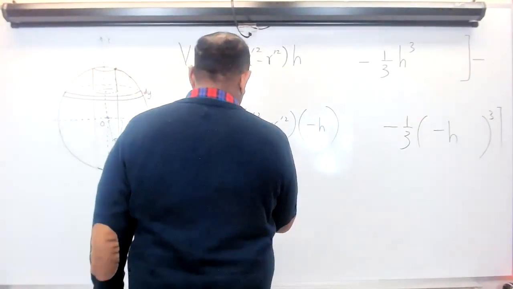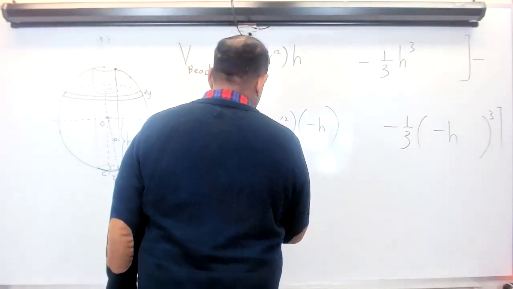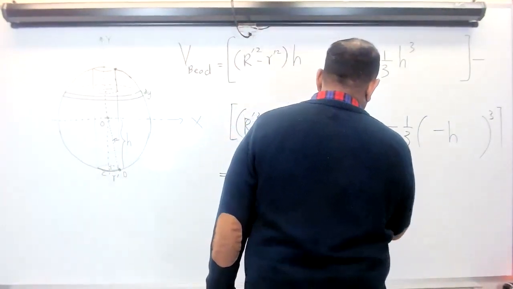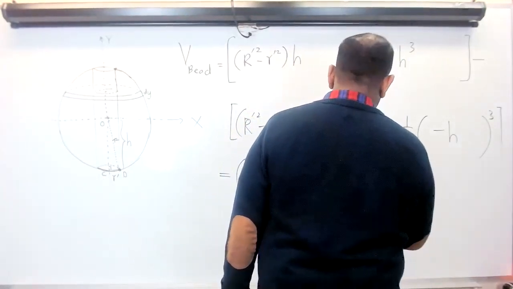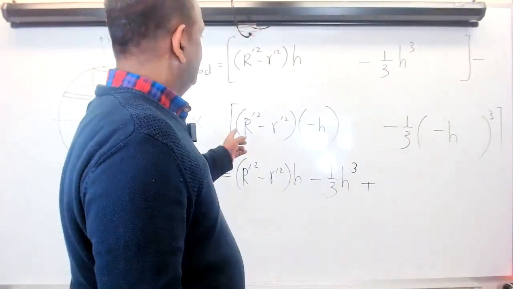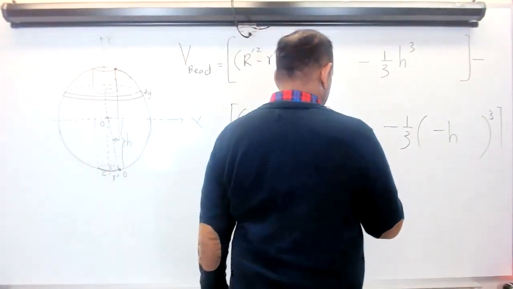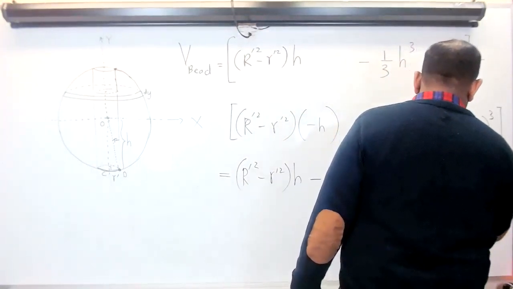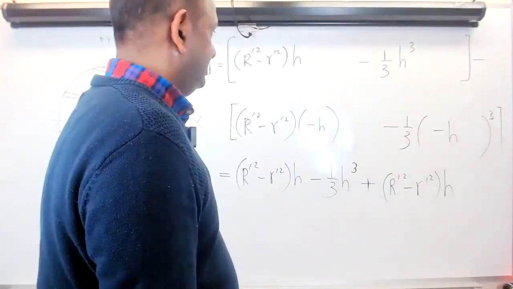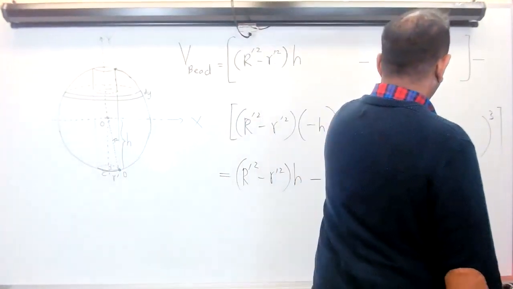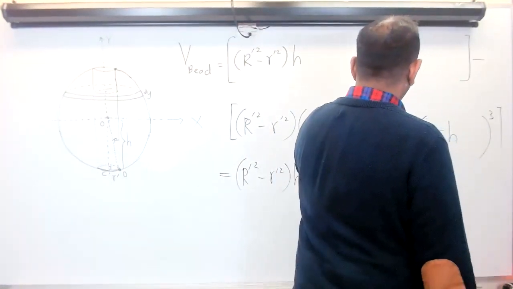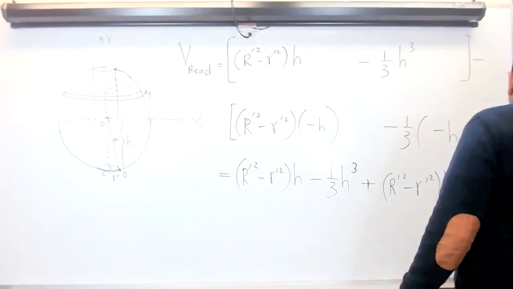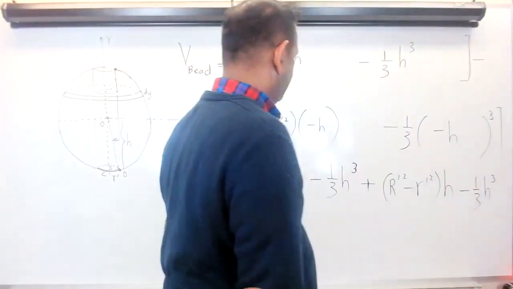Okay, this one is r prime squared h minus 1/3 h cubed. See, minus minus plus. Then r prime squared h. Then minus, this one becomes minus again, minus minus plus, plus times minus, minus 1/3 h cubed. Is that right?